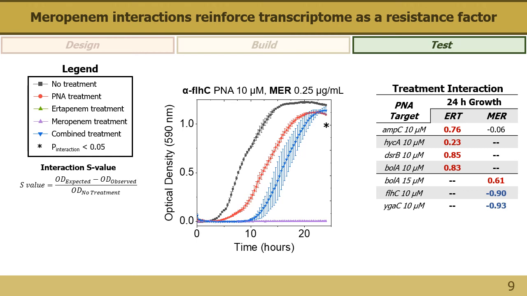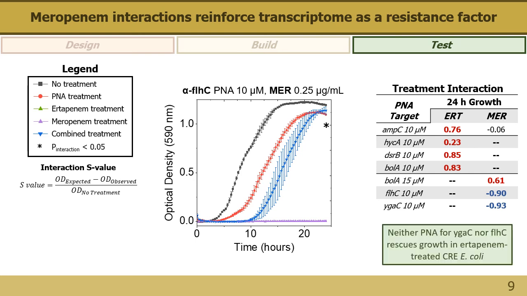The blue line there is that same concentration of meropenem, but we also add 10 micromolar of the alpha FLHC PNA, which points to possibly the idea that you can tease out the ways that a cell might start to develop resistance. We see a similar result when you have the alpha YGAC PNA at 10 micromolars, 93% growth recovery there, and neither of these rescues growth in the ertapenem-treated CRE E. coli. So you may have some already activated resistance factor going on there. It could point it in a direction towards resistance. I think that's really interesting for future study.